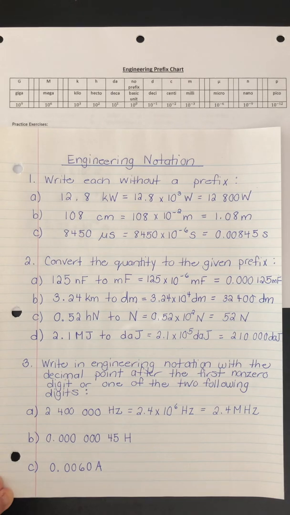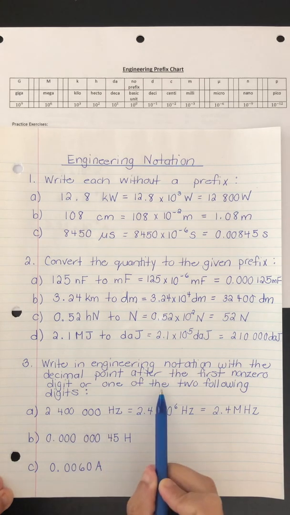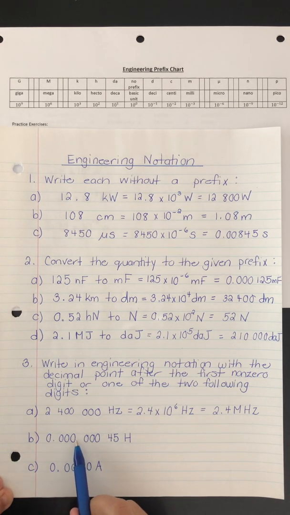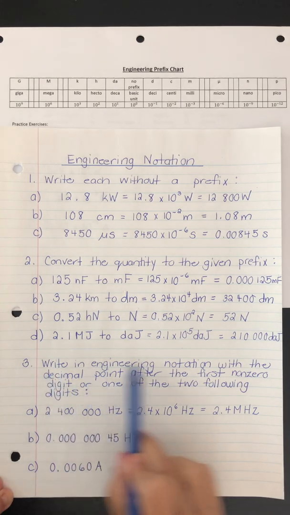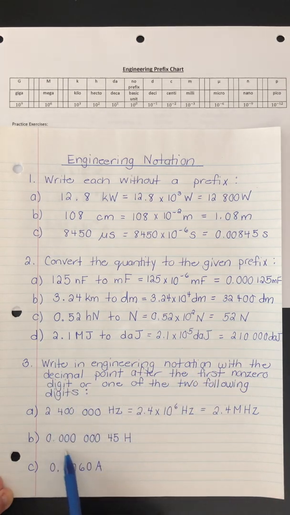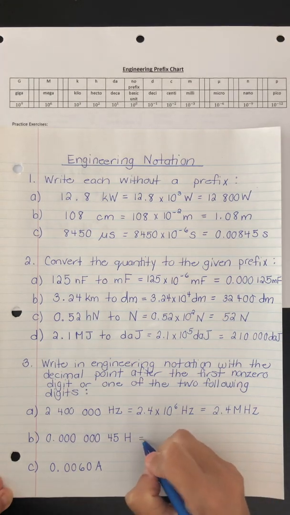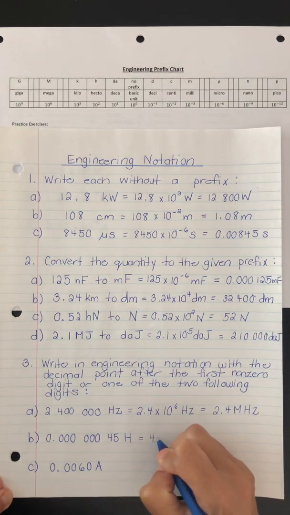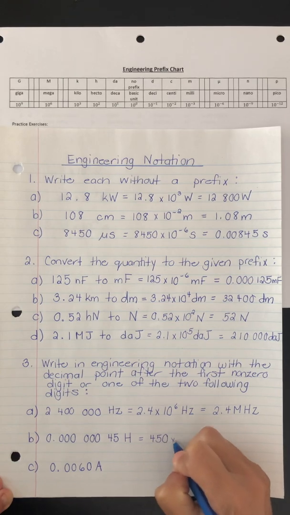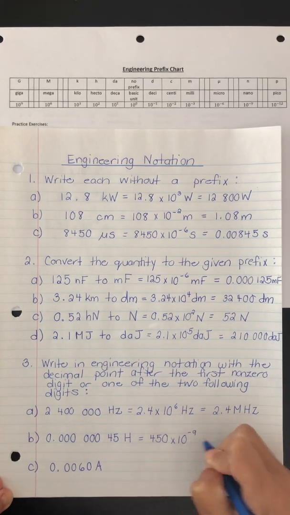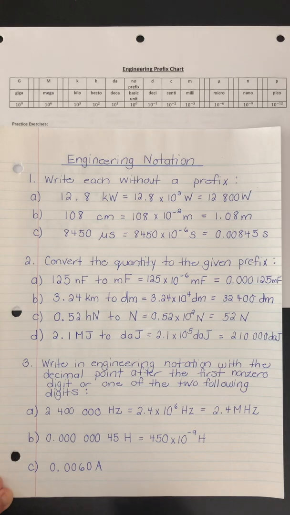Let's try this one. If we only move 3 to the right, we would not satisfy the instruction. If we move 6 to the right, we would not satisfy the instruction because there would still be nothing but 0 out front. So we have to move 3, 6, 9 to the right. So that means this would be 450 times 10 to the -9 henries.